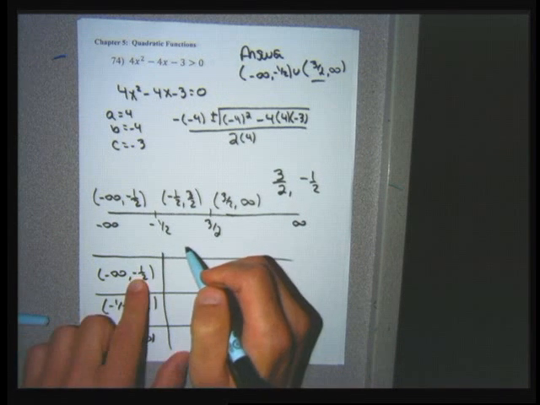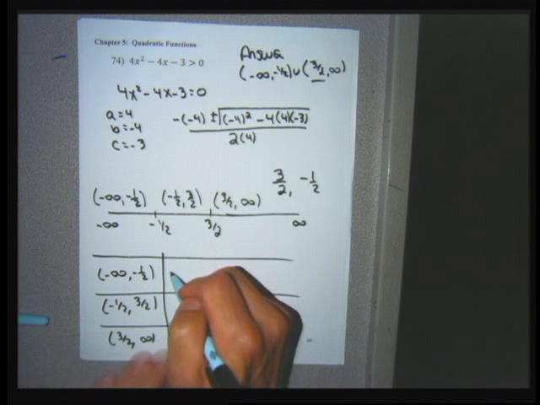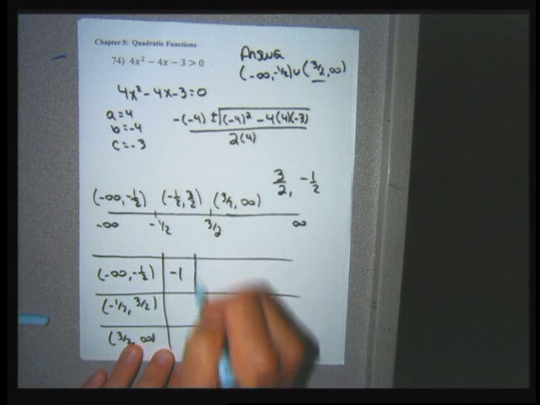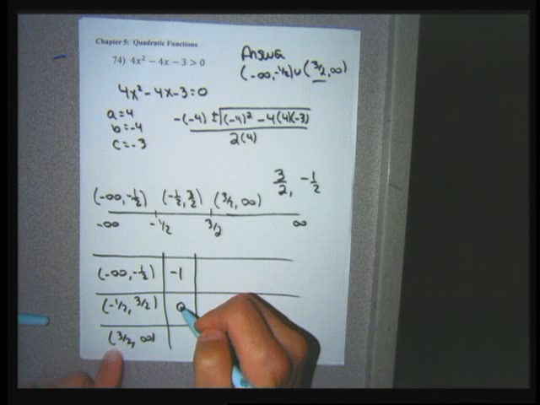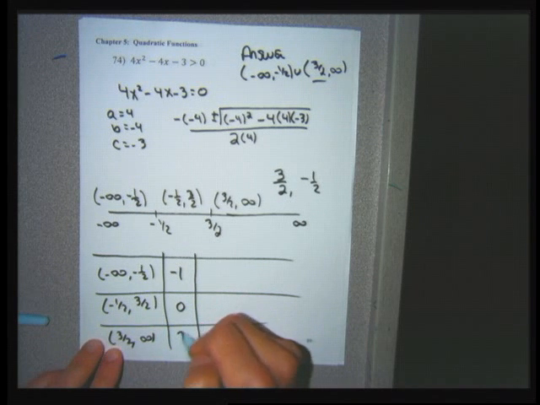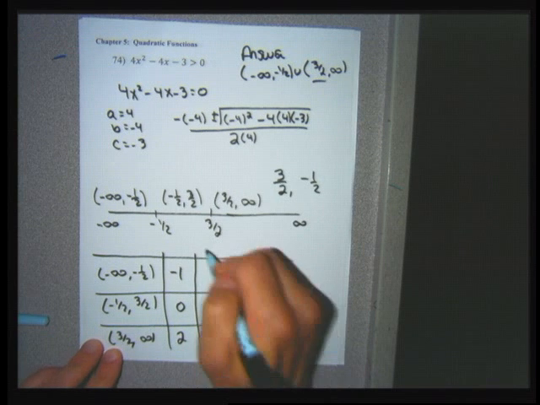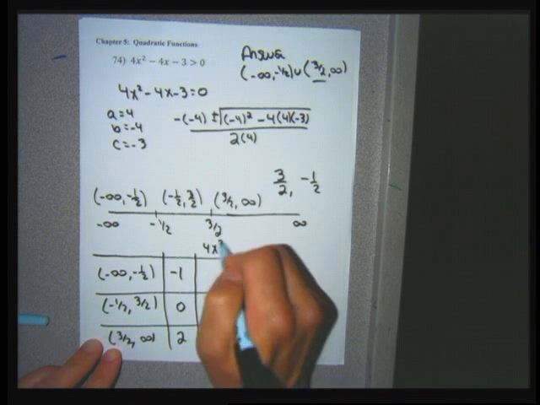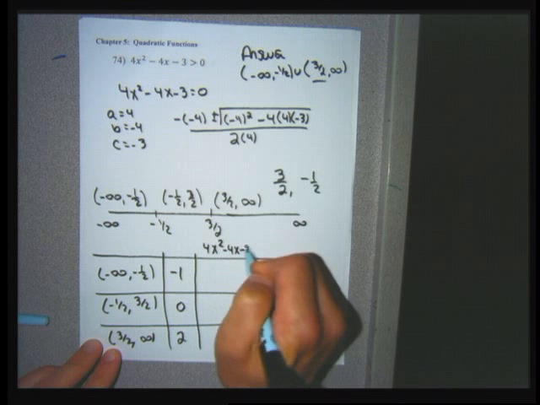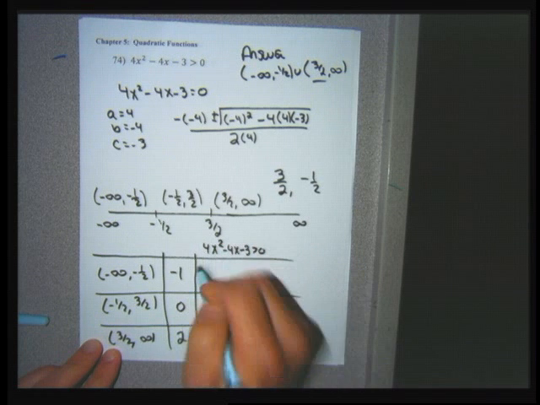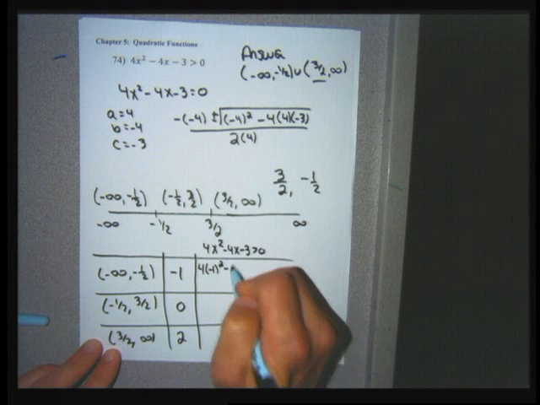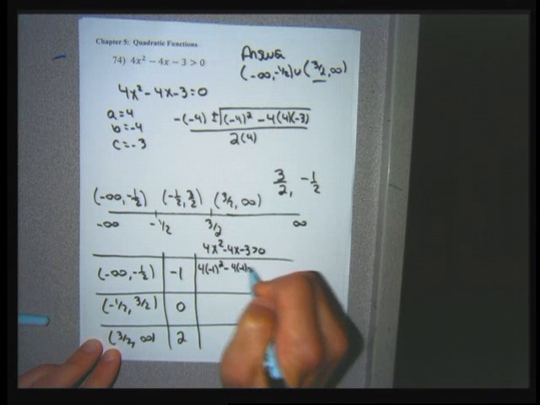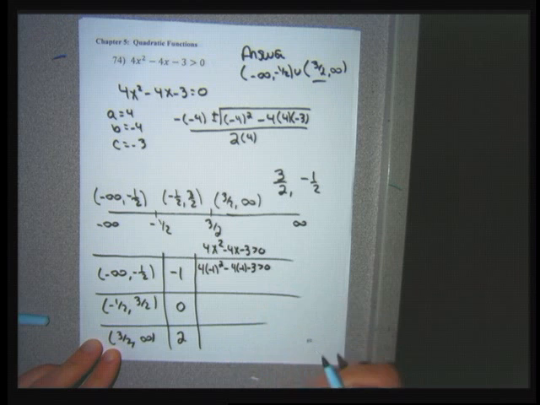In this one I'm going to check negative 1, that's kind of close to negative 1/2, but smaller than it. Middle interval goes from negative to positive. I check a 0. Here 3/2 is 1.5. I'm going to check 2. And I'm going to check them into 4x squared minus 4x minus 3 is greater than 0. So I'm going to go 4 times negative 1 squared minus 4 times negative 1 minus 3. See if that's greater than 0.